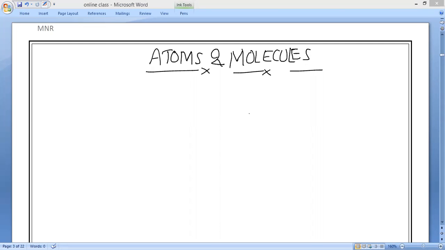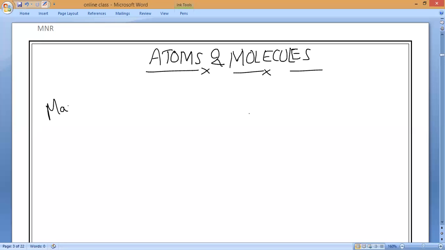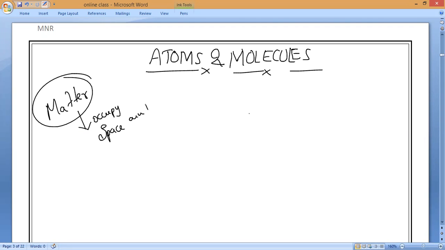And if we look at our surroundings, we see different kinds of substances which we call matter. So you all know what we mean by matter. Can you tell me what is meant by matter, all of you? Matter is a substance which has mass and occupies space. Is it yes or no, guys? Anything which occupies space and has mass, we call matter.